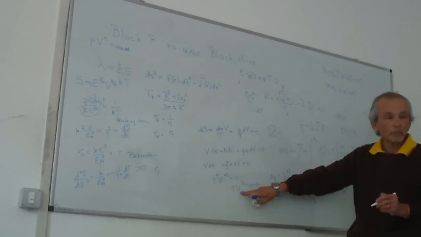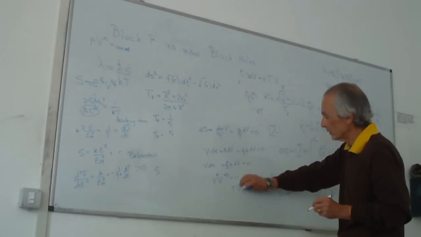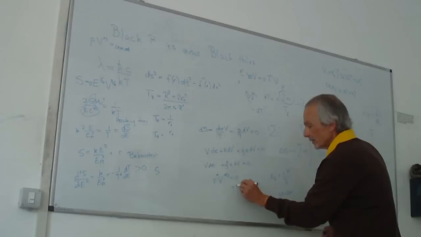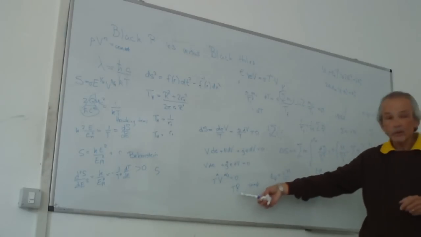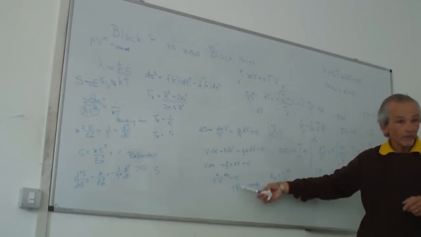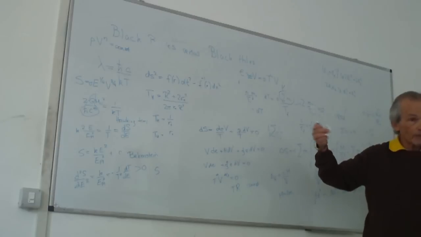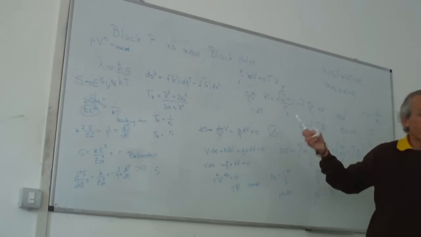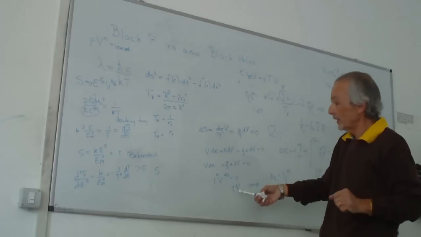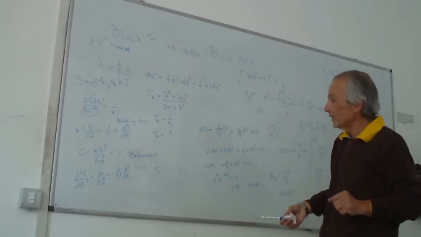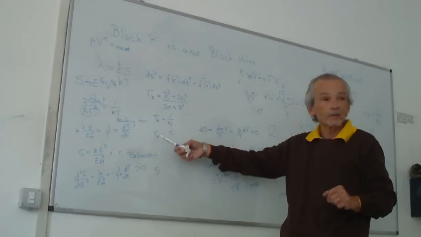V is proportional to radius cubed, so T is inversely proportional to the radius. And this says that as the universe expands, the temperature will go down. If it's adiabatic, there's no exchange of heat with whatever is outside the universe. So this is the relationship. It doesn't say anything like this or like this.